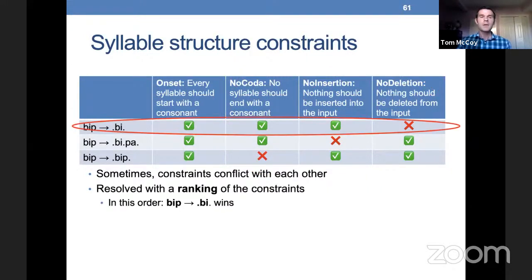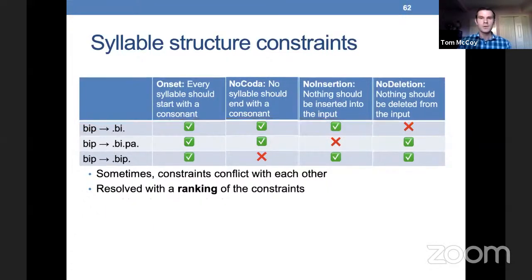For instance, if we rank the constraints in the order shown here, with onset ranked highest, then no coda, then no insertion, then no deletion, with that ranking, the first mapping would be the one that wins because it's the one with the least serious constraint violation. That is, the only constraint it violates is the lowest ranked constraint.